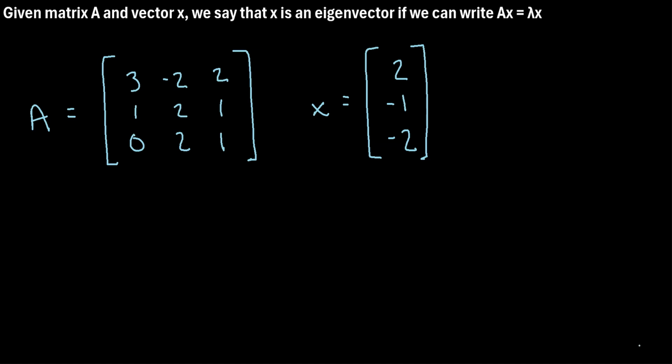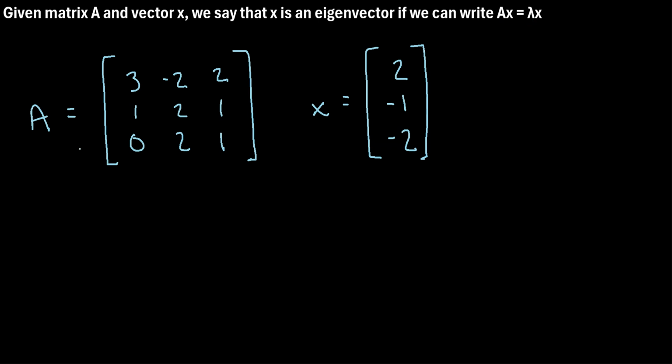In this video, we will talk about how to check if a vector is an eigenvector. So here's our definition. Given matrix A and vector x, we say that x is an eigenvector if we can write the following equation: A times x is equal to lambda times x, where lambda is just some number.